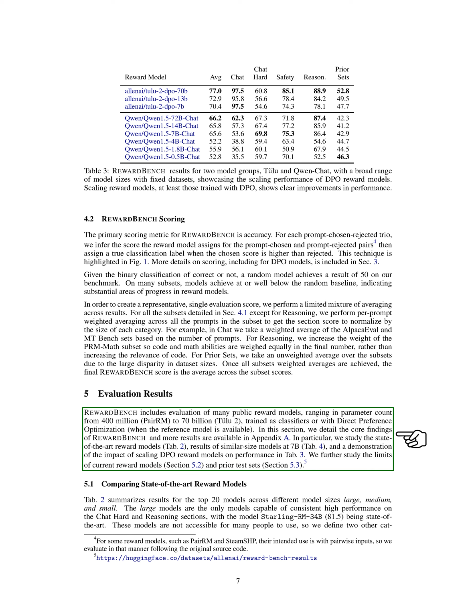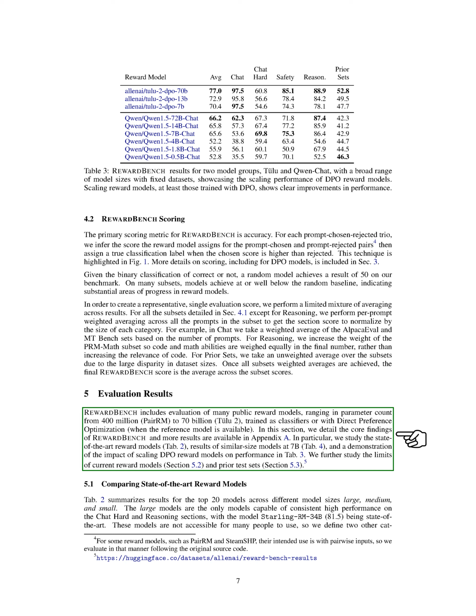Moving on to the evaluation results, RewardBench assesses various public reward models with parameter counts ranging from 400 million to 70 billion. These models are trained either as classifiers or with direct preference optimization when the reference model is available. We present the key findings of RewardBench in this section, with additional results provided in the appendix. We specifically examine state-of-the-art reward models, results of models with similar sizes at 7 billion, and the impact of scaling DPO reward models on performance.